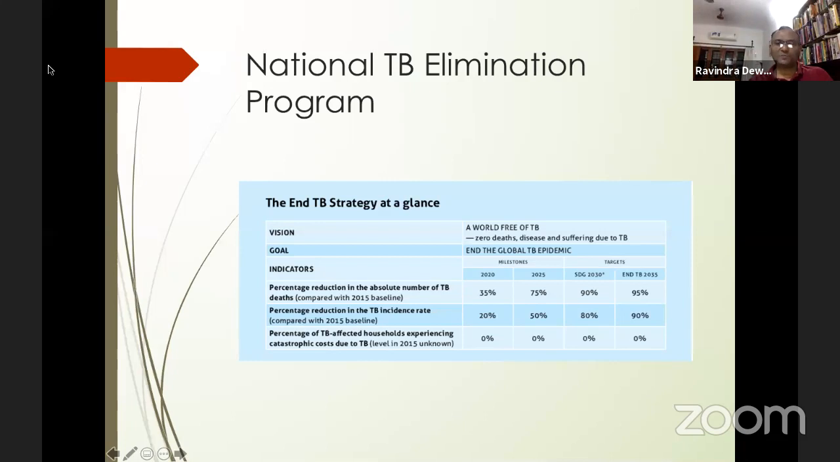This is a very ambitious project in which we aim to reduce TB incidence by 80% of the present incidence by the year 2030. But our Prime Minister declared that we will do it by 2025. So this is a very ambitious and a very important project if one looks at the overall socio-economic situation of the world.